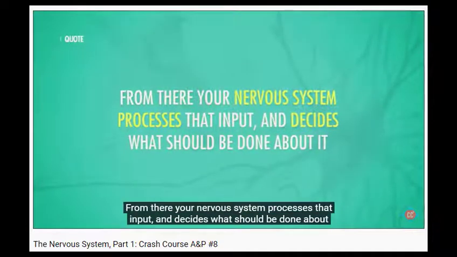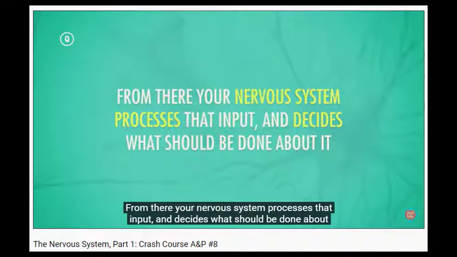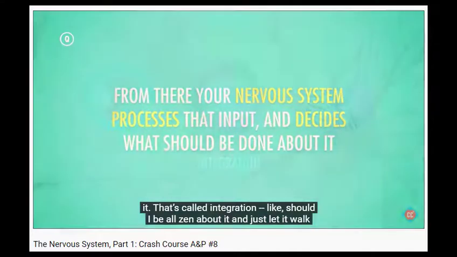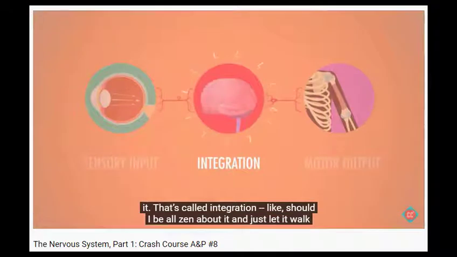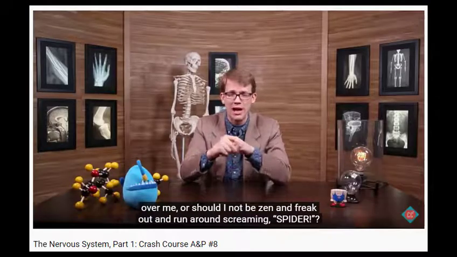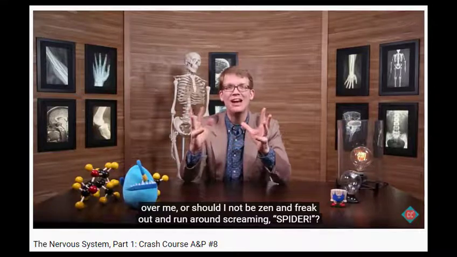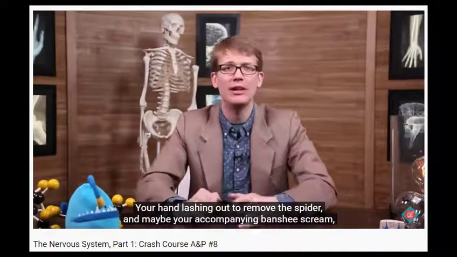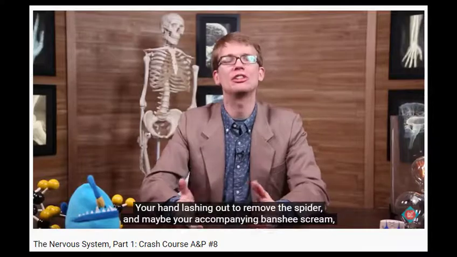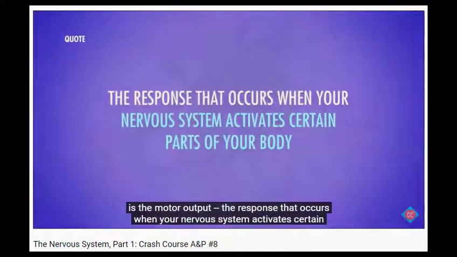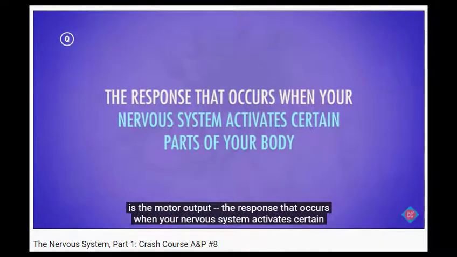From there, your nervous system processes that input and decides what should be done about it. That's called integration. Like, should I be all zen about it and just let it walk over me? Or should I not be zen and freak out and run around screaming, "Spider!" Your hand lashing out to remove the spider and maybe your accompanying banshee scream is the motor output, the response that occurs when your nervous system activates certain parts of your body.